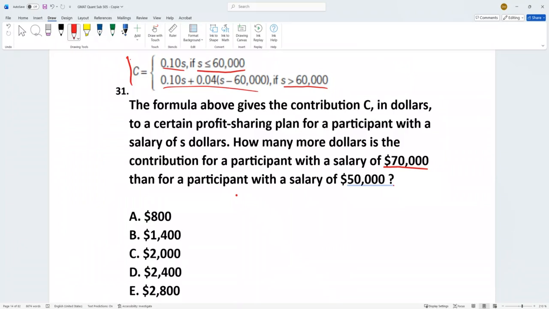So we can say for the participant with a salary equal to $50,000, the contribution is going to be equal to 0.10 S, which is 0.10 times 50,000, which is equal to 5,000. And then here we'll say participant.